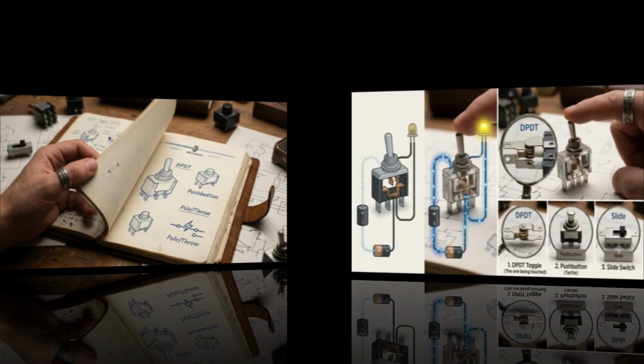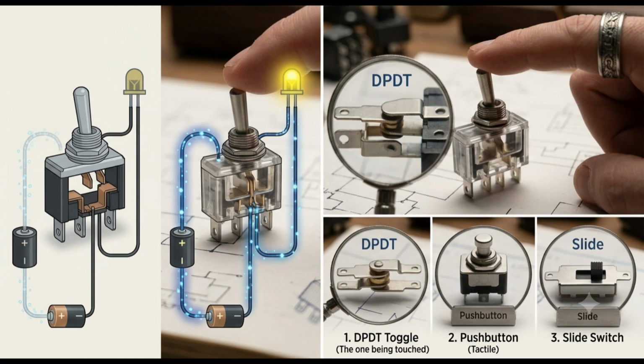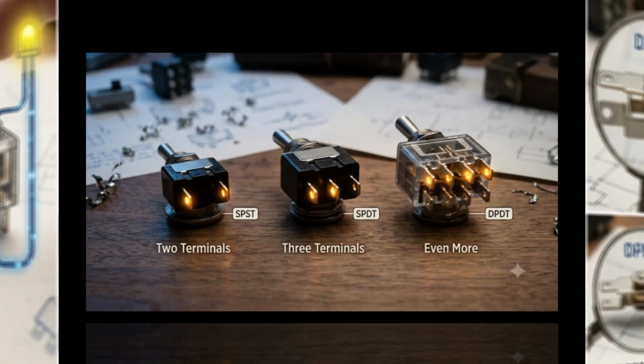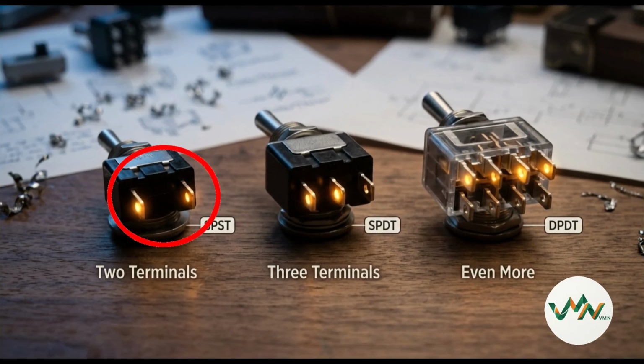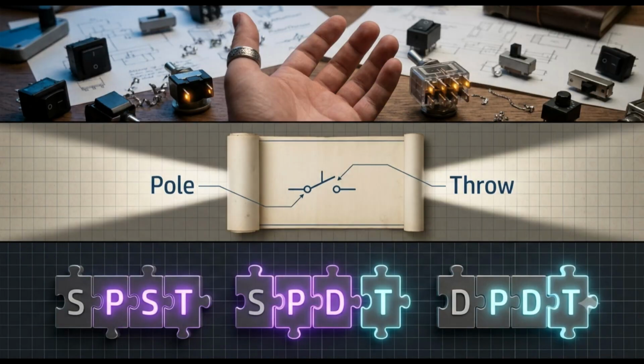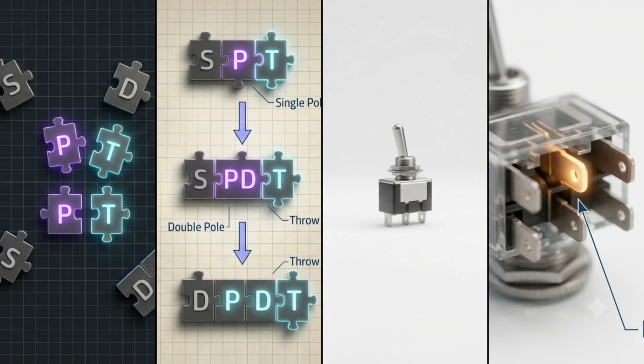In the previous lesson, we learned that every switch does the same basic job. It either connects or disconnects a circuit to control the flow of current. The only difference is how it makes those connections. Some switches have 2 terminals, some have 3, some have even more. So how do engineers identify all these different switches? That's where pole and throw come in. Once you understand these 2 terms, names like SPST, SPDT, and DPDT will become very easy to understand. So let's start with the first one.